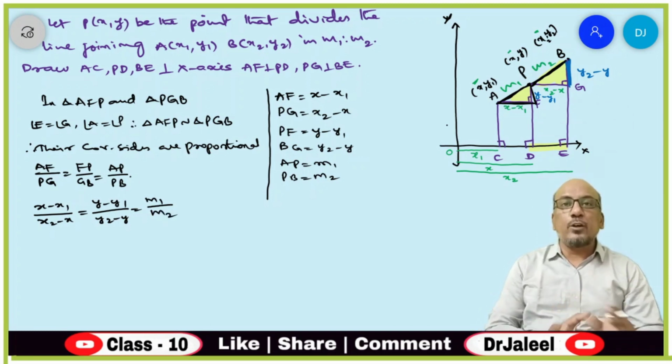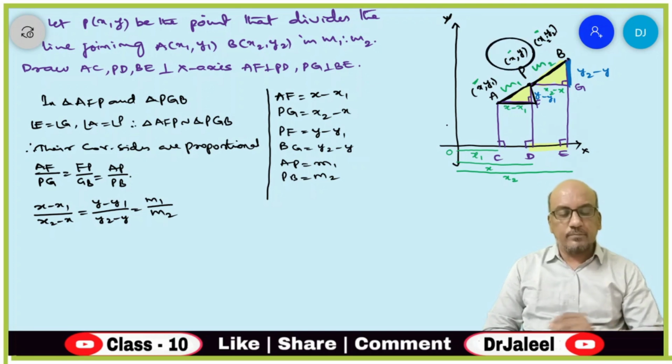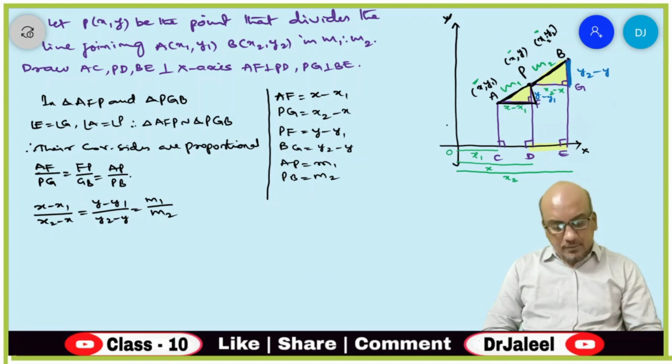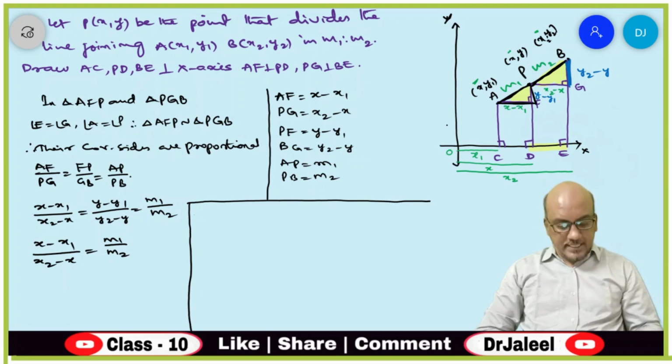Now children, don't forget your aim. Our aim is to find the value of x and y. So for that, first we will compare these two, and then we will compare these two. When you compare the first pair, you will get the x value. When you compare the second pair, you will get the y value. So we will compare the first pair. x minus x1 by x2 minus x is equal to m1 by m2. Let us cross multiply.